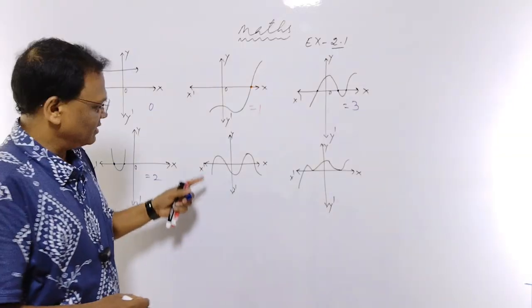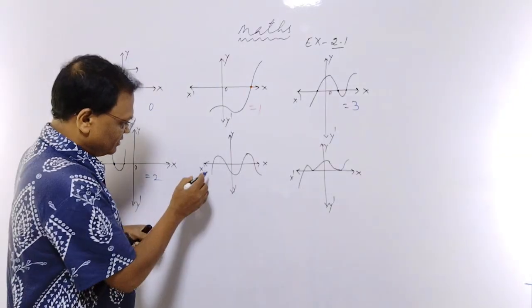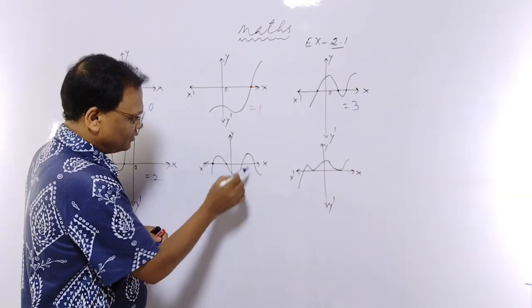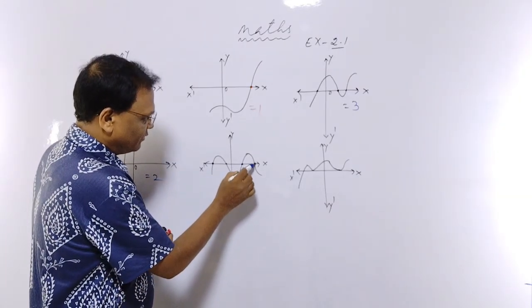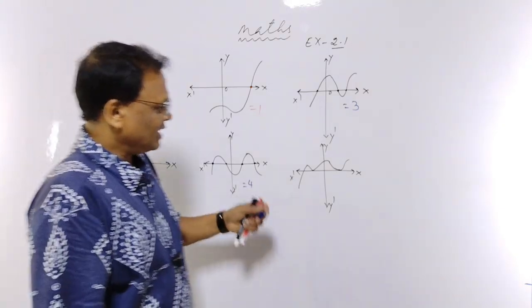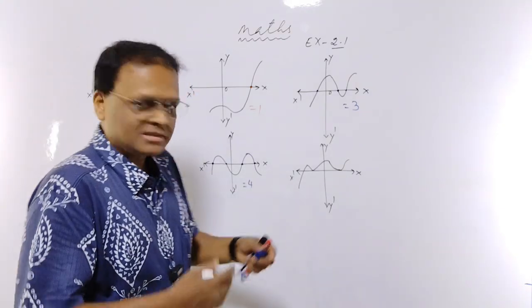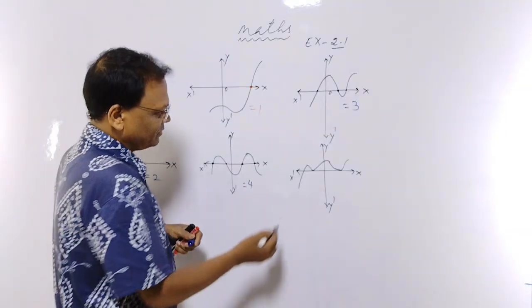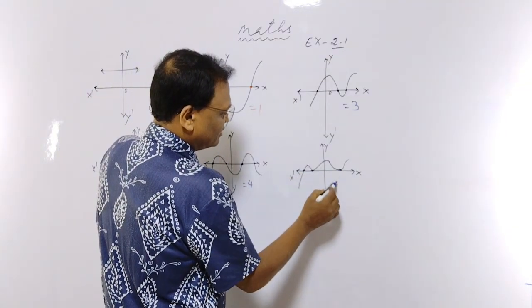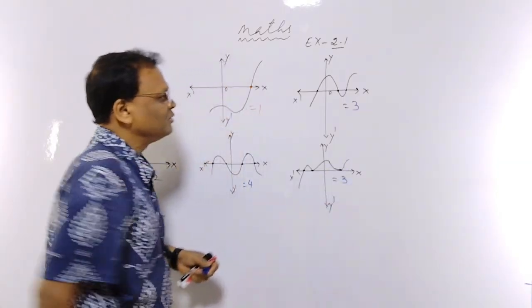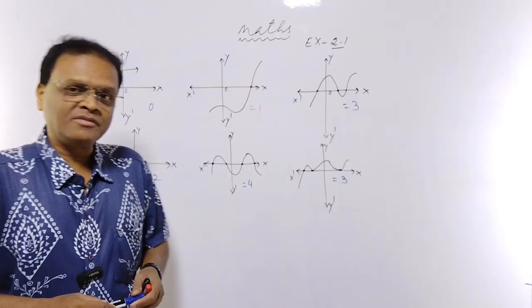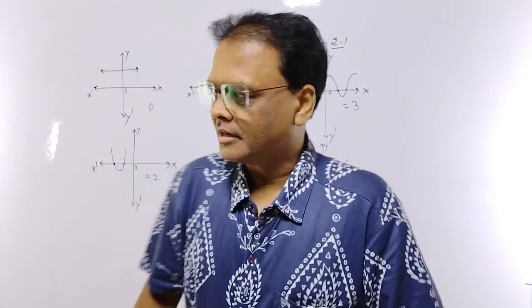Whereas in this case, the graph is touching your x-axis at 1, 2, 3, 4 points. The number of zeros is equal to 4. And in the last case, the graph is intersecting at how many points? 1, 2, 3. So therefore, the number of zeros is equal to 3. So these are exactly the number of zeros from the given graphs.